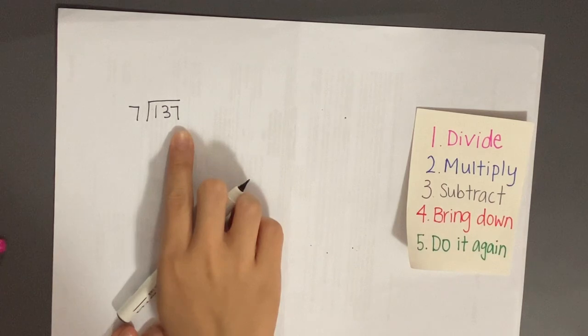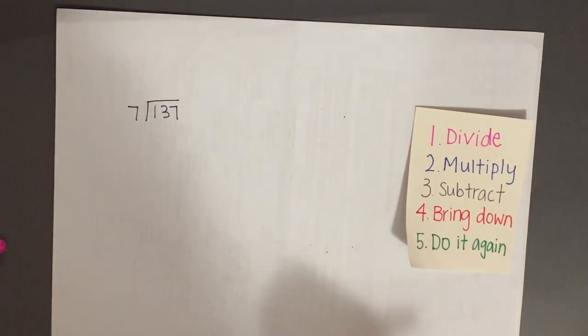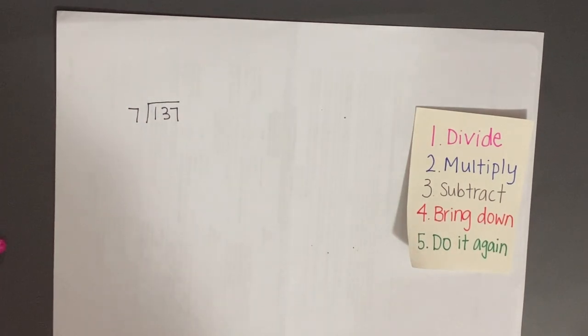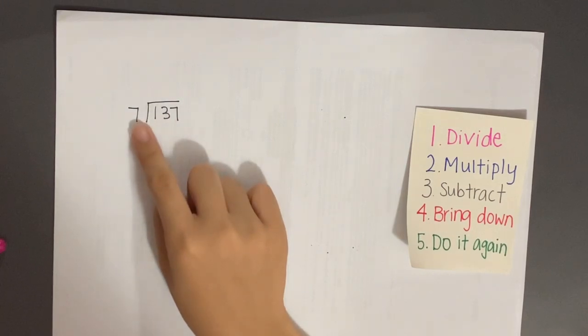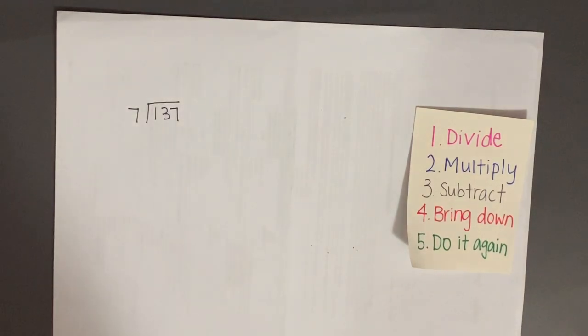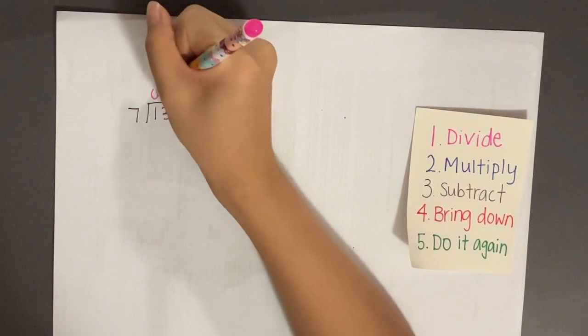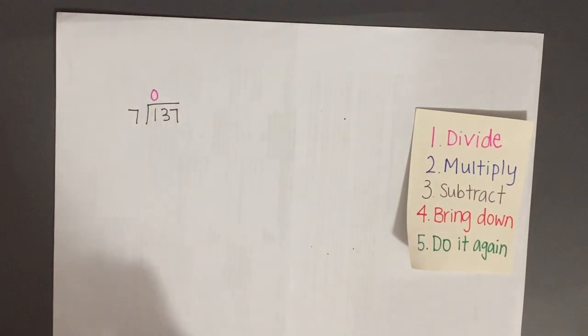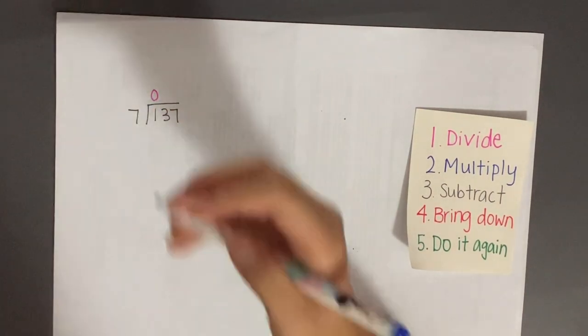137 divided by 7. Can I take 1 divided by 7? No, because 1 is smaller than 7. And so, do I have any number that is smaller than 1 that can divide by 7? No, which means that I need to put a 0 here. 7 times 0 is 0.